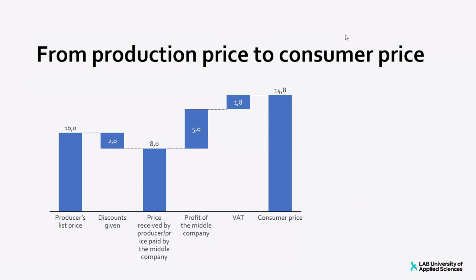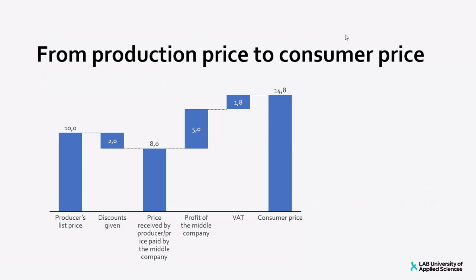Then the middle company, let's say this is the grocery store, could be a bakery, could be something else. I just call it the middle company in general. They also want a profit, so they are not selling the bread at the same price as they bought it. They want their profit as well, and then they are adding 5 euros on top of that.